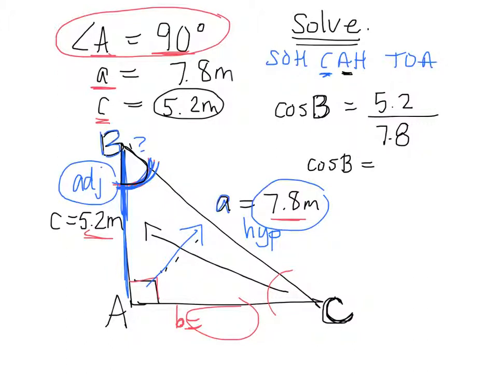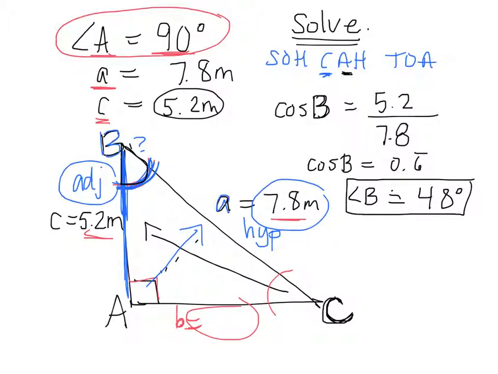What's 5.2 divided by 7.8? 0.6 repeating. So what's angle B? Second cos, approximately equal to how many degrees? Good, 48 degrees, that's right. Okay, so now I found angle B, which is 48 degrees.